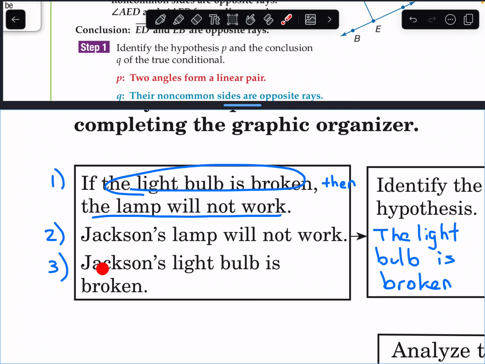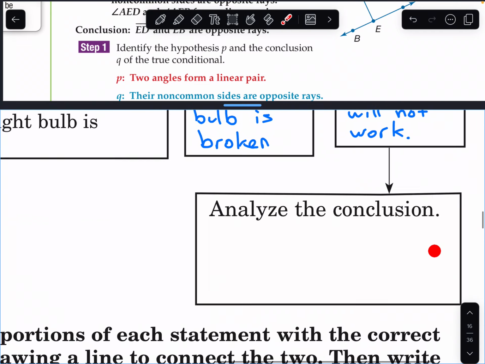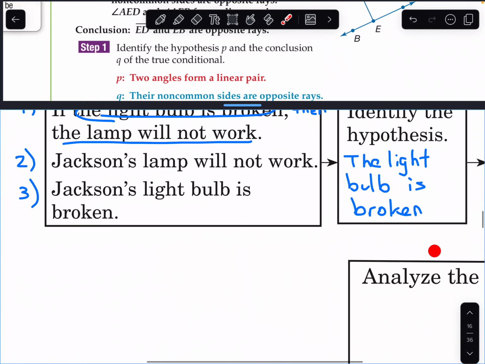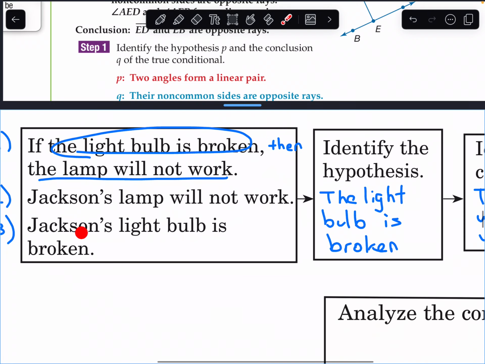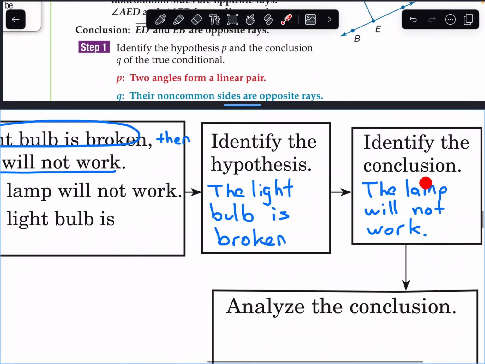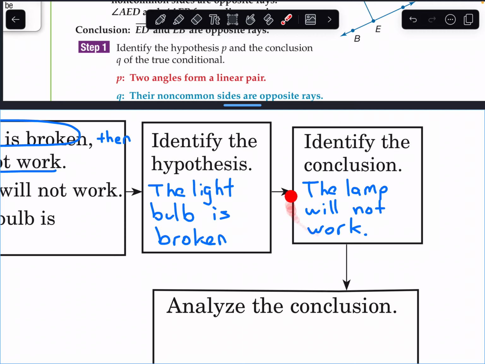And then statement 3, Jackson's light bulb is broken. Does this statement follow from the other 2? That's what we're asking for. When we say analyze the conclusion, is it guaranteed from the other 2 statements? Does this match one of our forms of valid reasoning, specifically law of detachment? So the law of detachment requires us to have a conditional set up, verify the hypothesis so that we can conclude the conclusion as a separate statement.